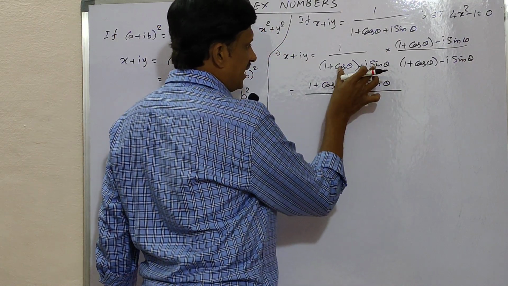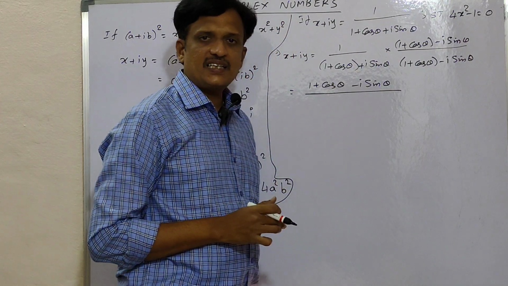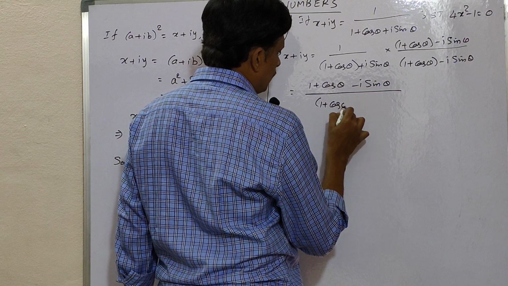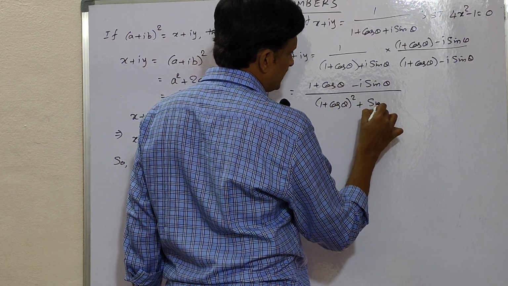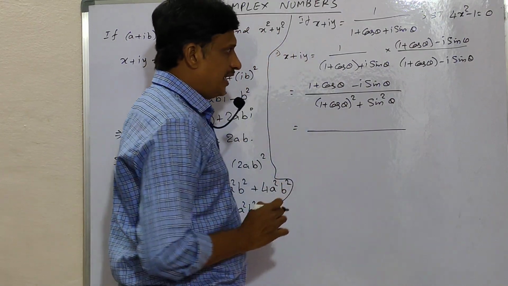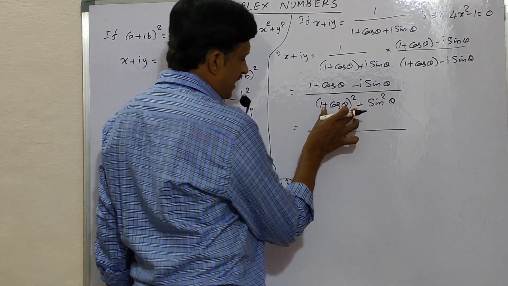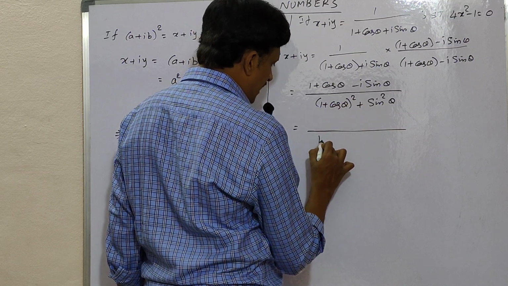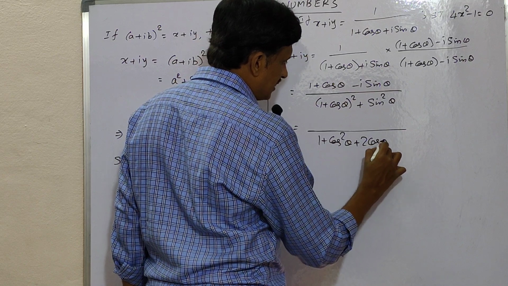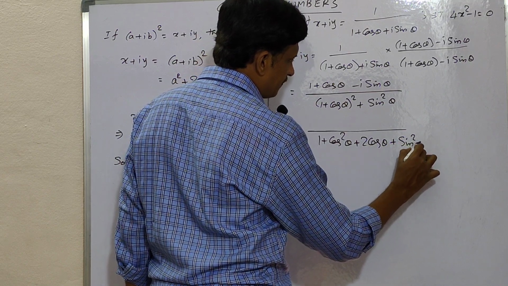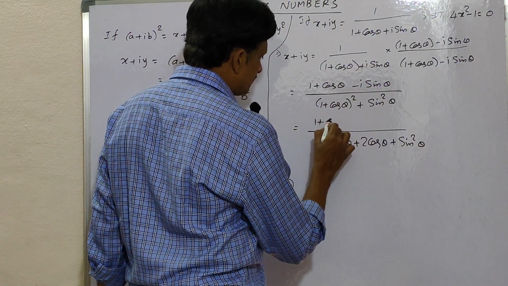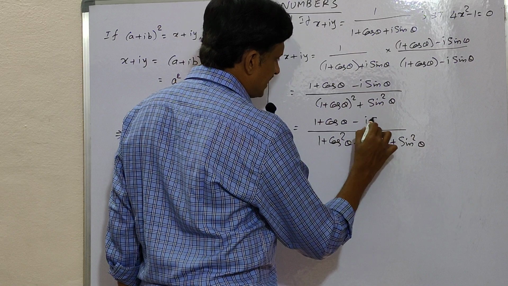And in the denominator, (a + ib) into (a - ib), that is a square + b square you will get. That means (1 + cos theta) whole square + sin square theta. Now we need to write its simplified form. Denominator is (1 + cos theta) whole square, that is 1 + cos square theta + 2 cos theta + sin square theta. And in the numerator it is 1 + cos theta - i sin theta.